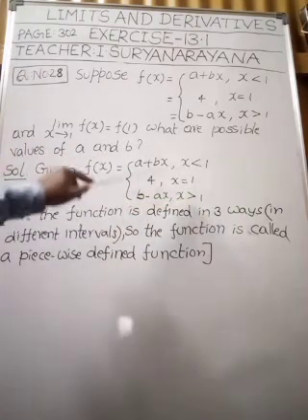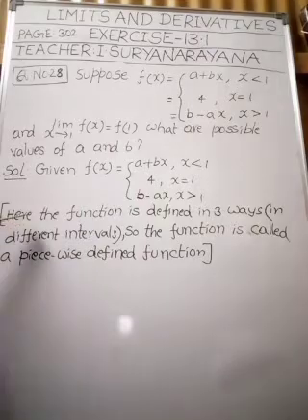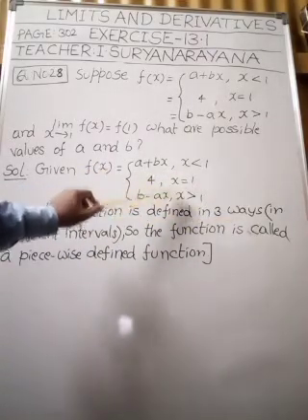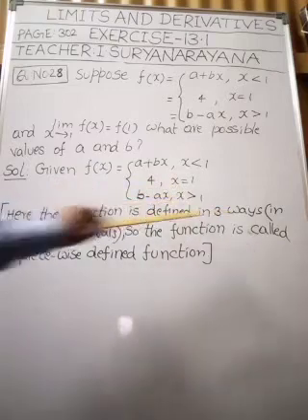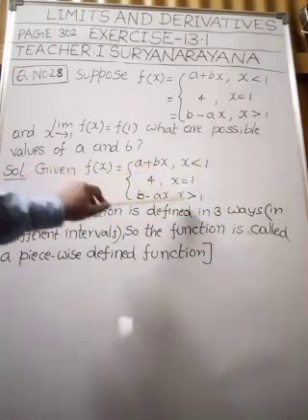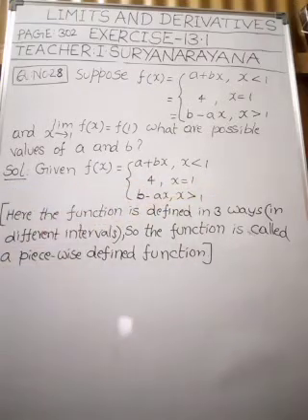I wrote here the given function. Here the function is defined in three ways, isn't it, my children? In three ways, in different intervals. x less than 1, this is one interval. x greater than 1, that is another interval.